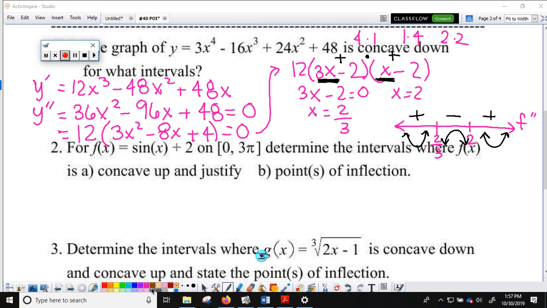I forgot to tell y'all one thing. These are not called critical numbers. They're called possible points of inflection, until we look at our number line and check to see if our signs change on our second derivative. So on our number line, we can see that the signs change from positive to negative at x equals 2/3, and then again from negative to positive at 2.